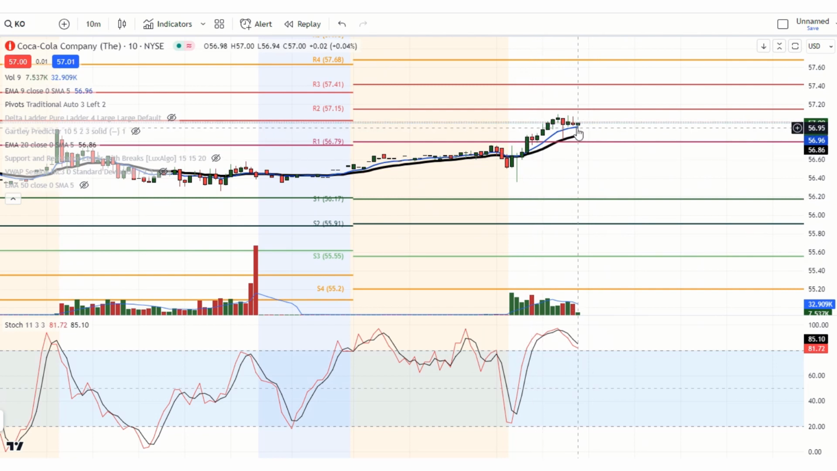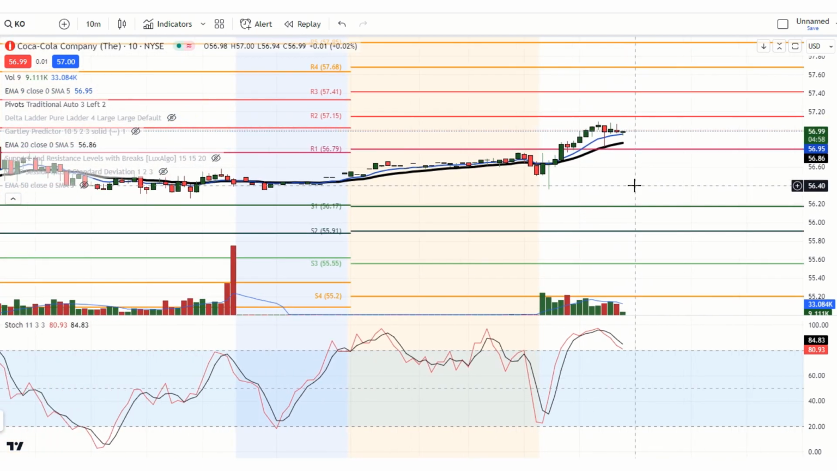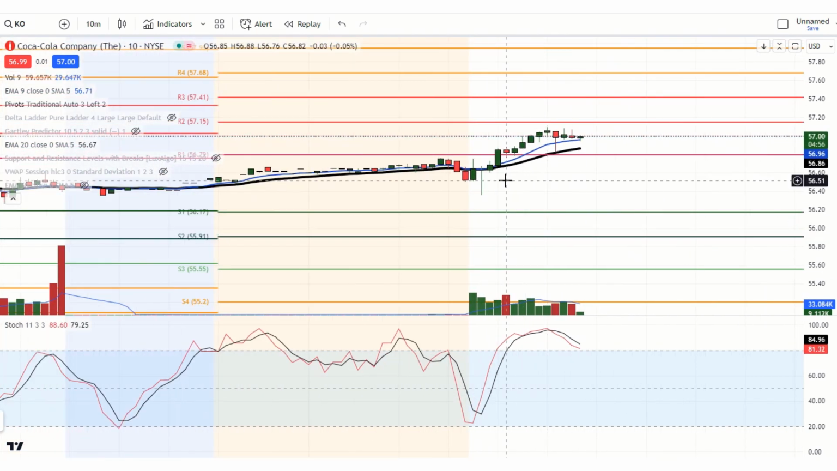Now you're at a support level here. You have some buying coming in a little bit on Coca-Cola. So let's see if we get into this 57.15 area, and then if it breaks, we go up to the 57.41 area. So that's how we manage it. How do we manage it here?